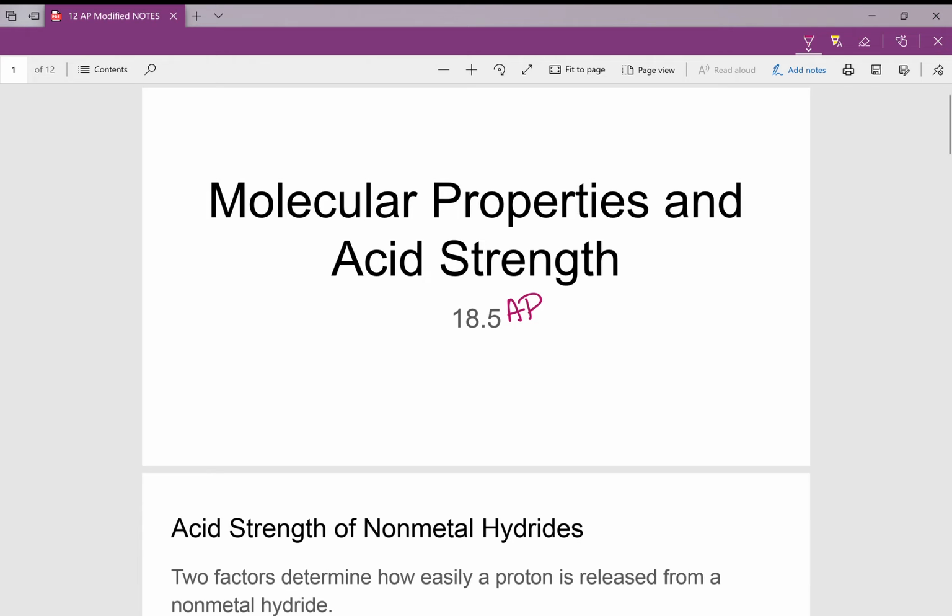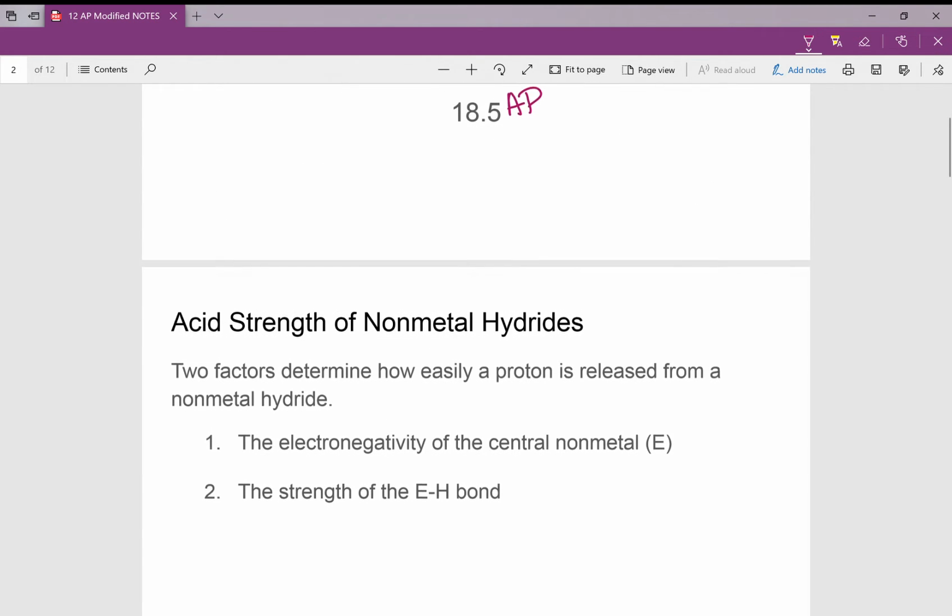Hello, we are going to go over molecular properties and acid strength. I'm going over this with the assumption that you've completed the POGL that I posted, because this is going to tie right into it. So this is really just a summary of what you should have gotten from the POGL. If you haven't done that yet, just pause this, go back to it, and then go through this.